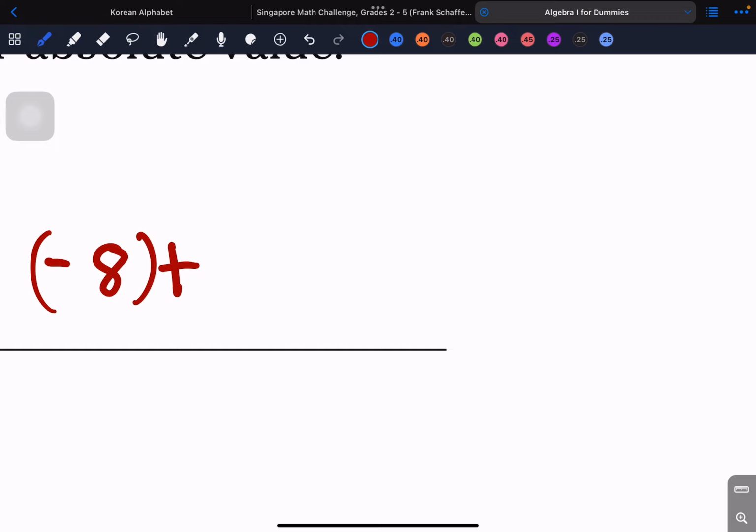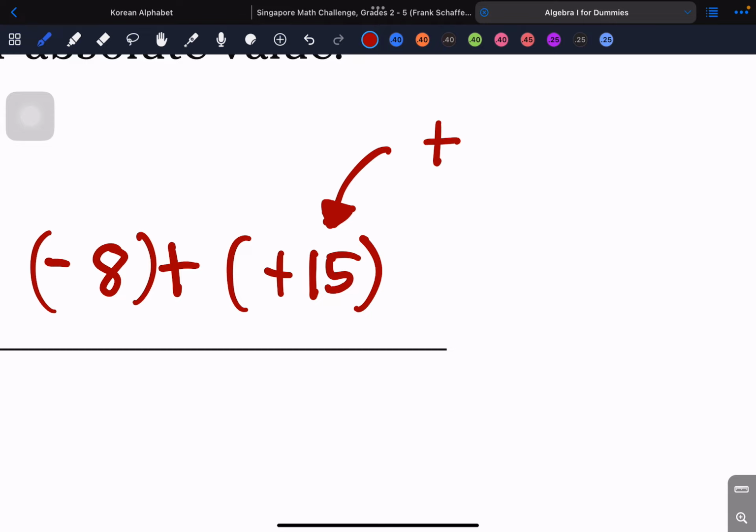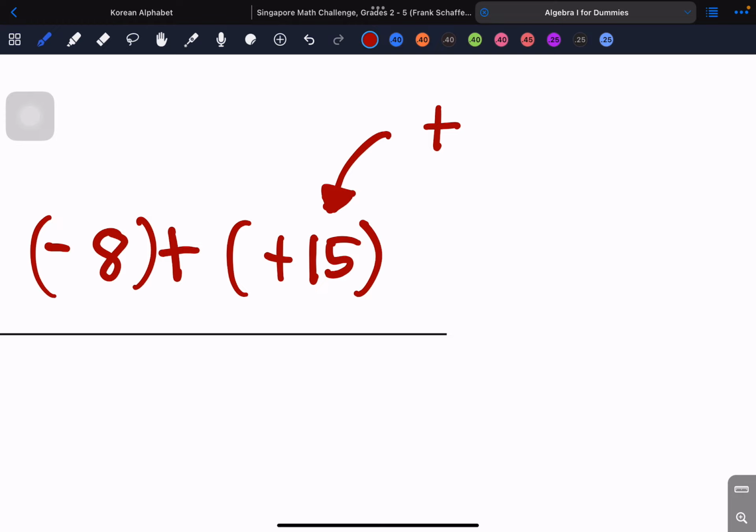Natin negative 8 plus positive 15. Ito yung larger number mo, so ibig sabihin, yung final answer mo, positive. Ngayon, kunin mo yung absolute value nila. So, ito, 15. Ito ay 8. Sabi natin, kapag magkaiba ang sign nila, kunin mo ang absolute value ng mga numbers na yun.